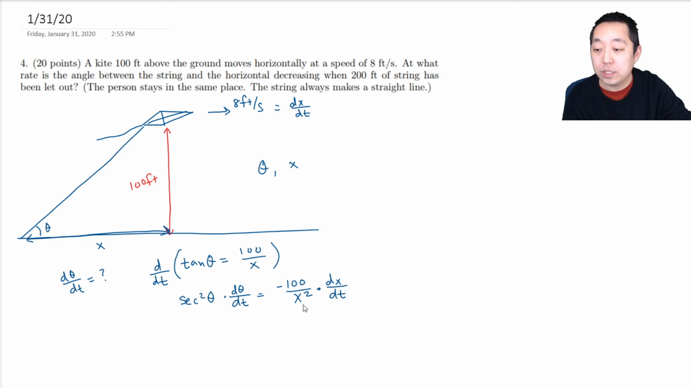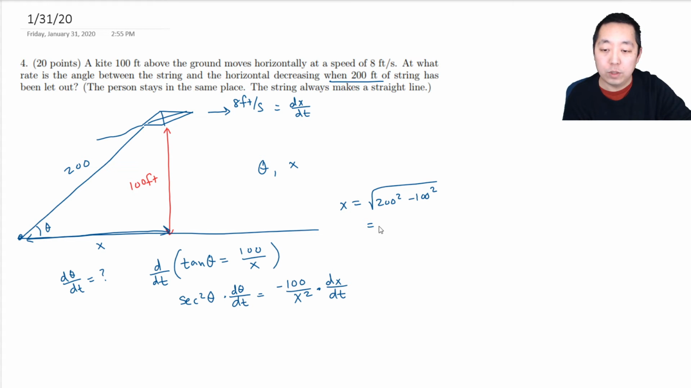I need to know x. Well, when 200 feet of string has been let out, you know that this is 200. That's what they're saying at this moment. At a specific moment in time, this is 200. That's not x, right? 200 feet of string is this length because this is the string running to the ground here. So what is x equal to at this moment? Well, Pythagorean theorem says it's the square root of 200 squared minus 100 squared.